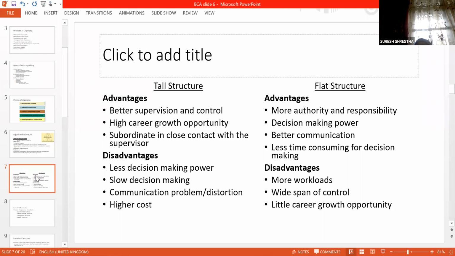Disadvantage को कुरा गर्ने हो भने, in tall structure there is less decision making power. The bottom level हरुको चाहिँ त्यति decision गर्ने power हुँदैन. And the decision making is slow because it has to go through all different levels to the top.